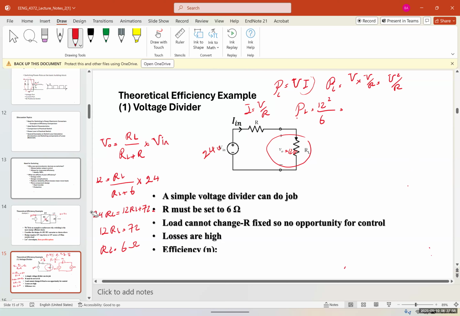What is the output power here? That is 72 watts. Can you calculate this, please, for me? Make sure. 12 times 12 is 144 divided by 6. Is that correct? 24. Thank you. Yes, 24. It's 144 over 6, which is 24. Yes, thank you. So 24 watts.